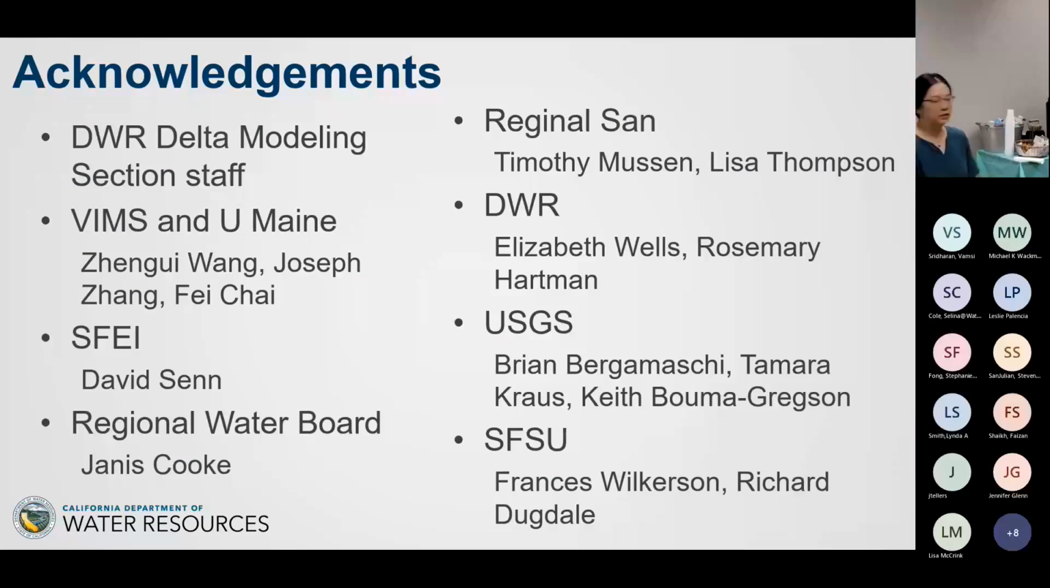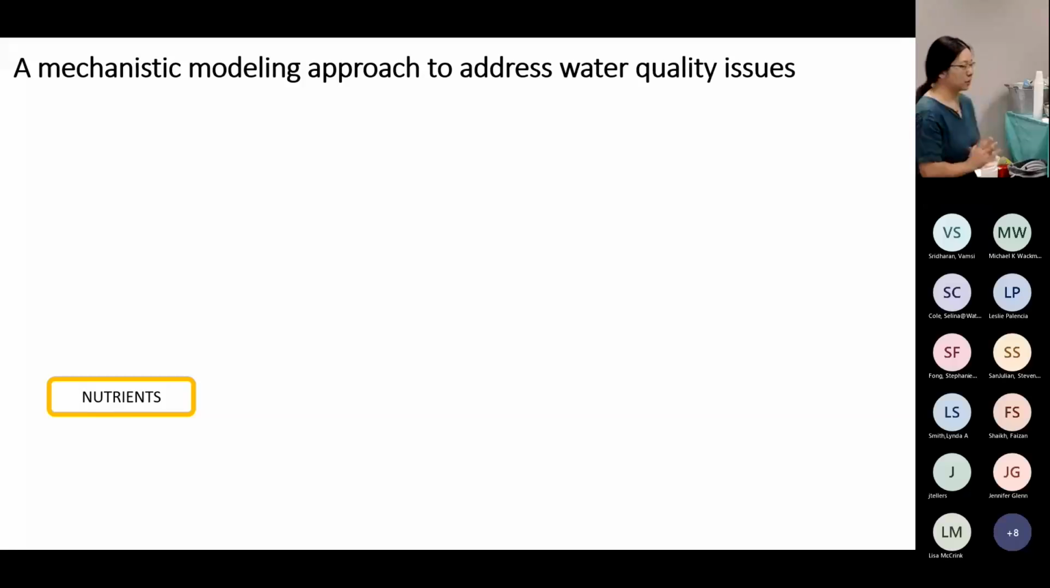First, I would like to acknowledge the contributions from the collaborators. The project has really benefited from their ideas, discussions, and the data they provided to us. I'll start with an overview of the water quality issue. The presenters this morning already gave a great overview, so I'm really repeating what they said, so please bear with me for a second. I'll talk about the water quality issue and how I think the mechanistic modeling approach would be a great fit to tackle those issues.